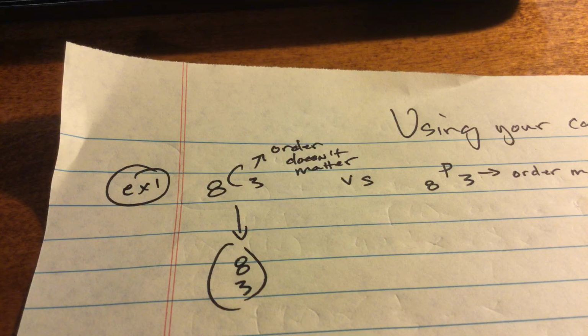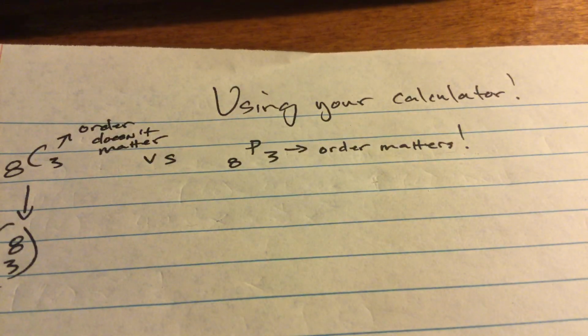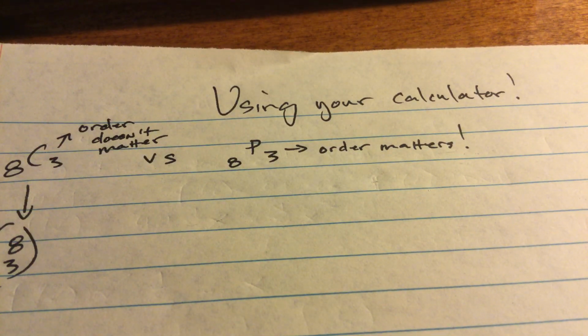All right, in the committee, one title is not more important than the other. That would be 8C3. Versus, I've got 8 people, and now the committee has a president, a vice president, and a secretary. So the order does matter. Choosing John for president, Cindy for vice president, and Beth for secretary is a lot different than choosing Beth for president, Cindy for secretary, and John for vice president. Those are 2 distinctly different things.